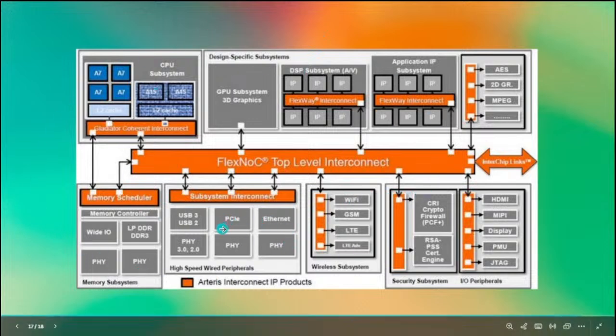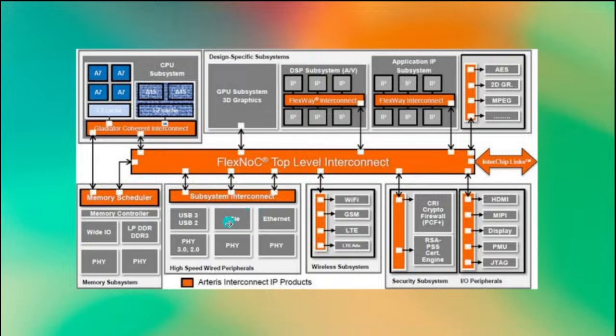Here you can see PCI is used to communicate between the GPU and the CPU, and then the physical layer, memory scheduler, subsystem interconnect, Wi-Fi module, GSM, LTE. HDMI and MIPI are used to interface the MIPI camera, the mobile camera, and the mobile display interface, and then PMU, and then JTAG. So these are the logical elements inside a single silicon chip.